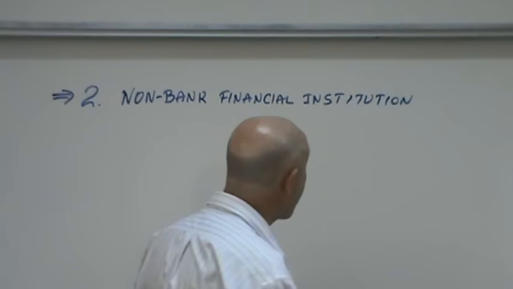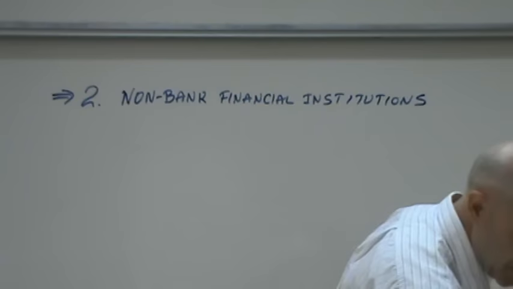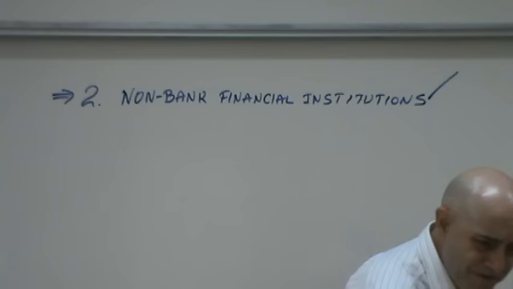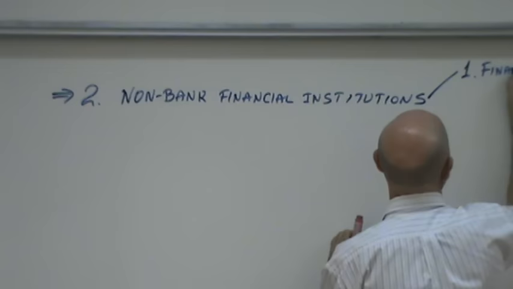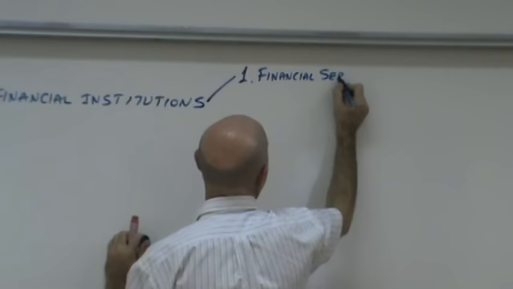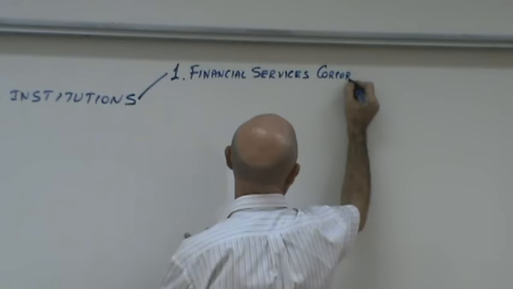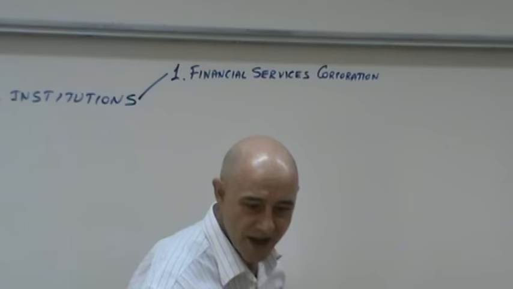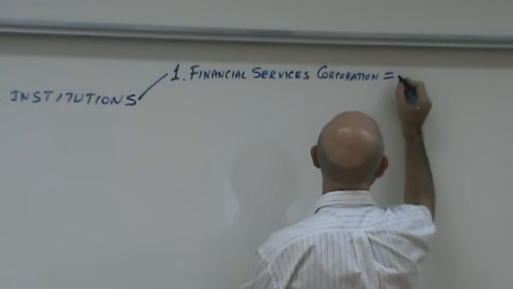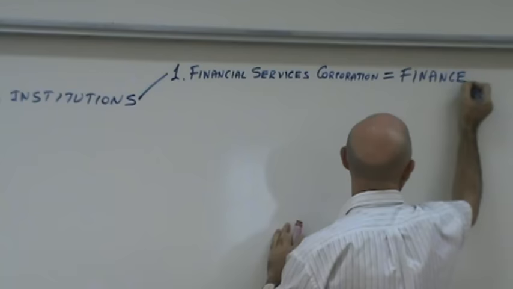So which are the non-bank institutions? Now, financial services corporations is very confusing, very unclear. Let's write it out. We studied financial markets and institutions, and we didn't really get this. It is simply a finance company.